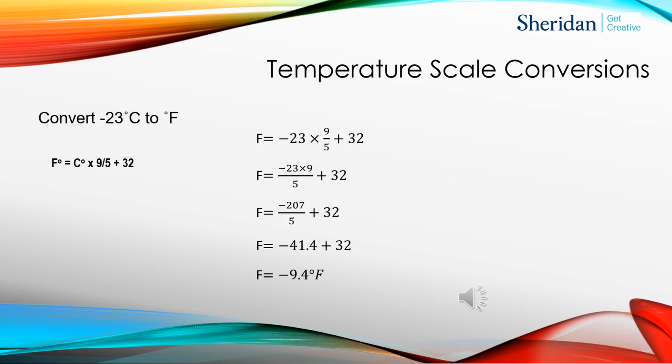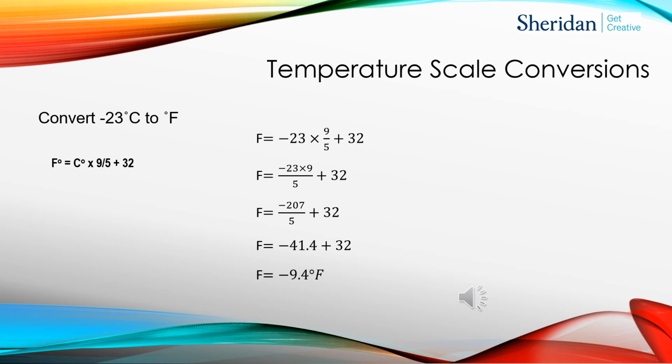Let's do another sample equation. I'm going to convert minus 23 degrees Celsius to Fahrenheit. First of all, I take the equation from the chart, which is degrees Fahrenheit is equal to the degrees Celsius times 9 divided by 5 plus 32. Now, like I did before, I substitute the variable degrees C with the minus 23 degrees.